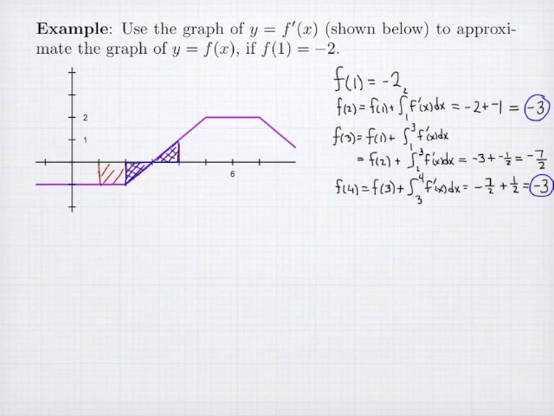Okay, if I keep going and go to 5, f of 4 plus the integral from 4 to 5 of my rate. So we are at negative 3, and that area corresponds to a rectangle and a half triangle, or a half. So it's plus 1.5.